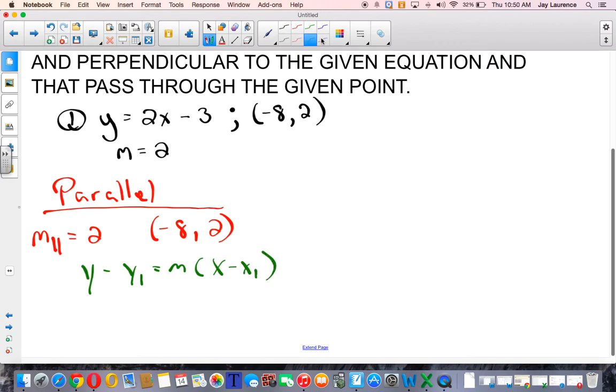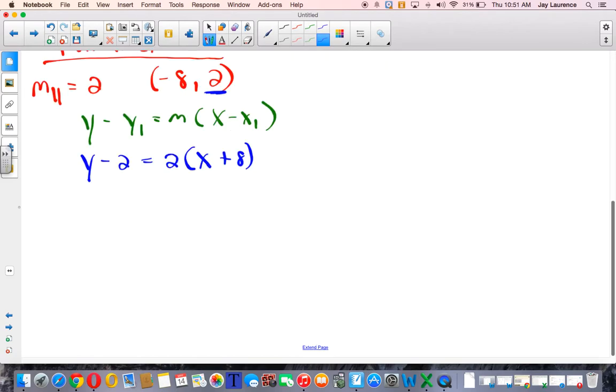When I do that, I'm going to substitute in. I'm going to go y minus 2, that 2's from here, right? Equals m, which is 2, times the quantity of x minus negative 8. Well, that'll be x plus 8. There's the point slope version of the equation, and I'm going to turn it into the slope intercept form.